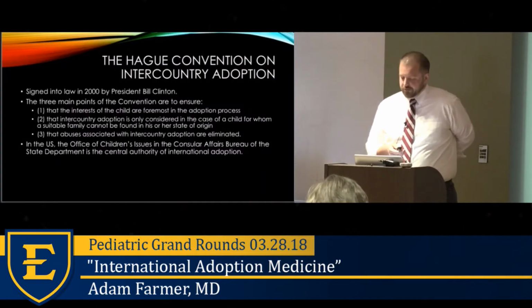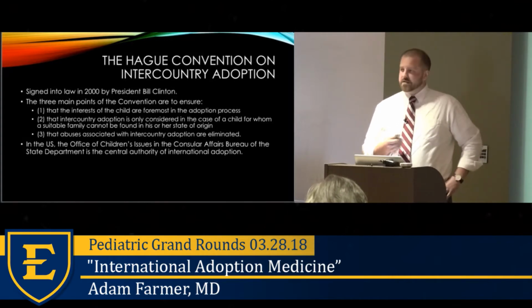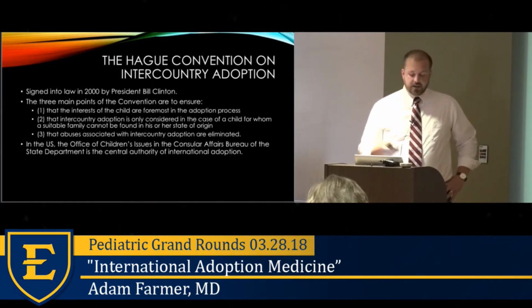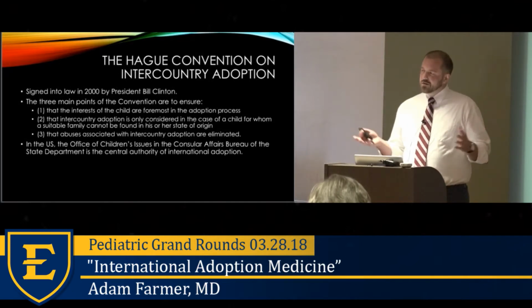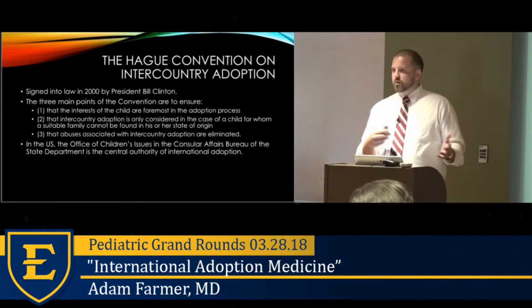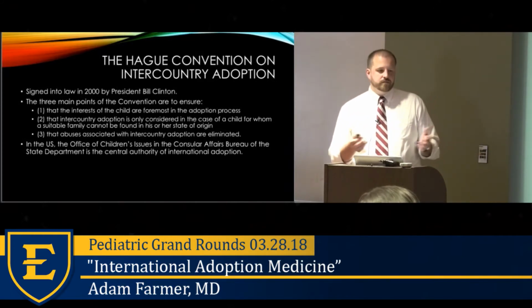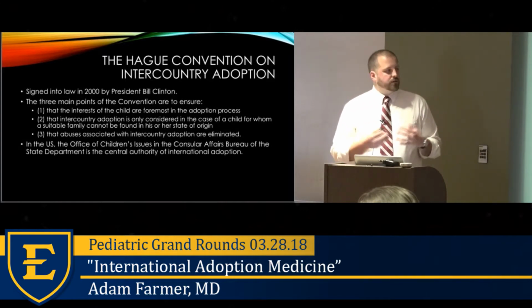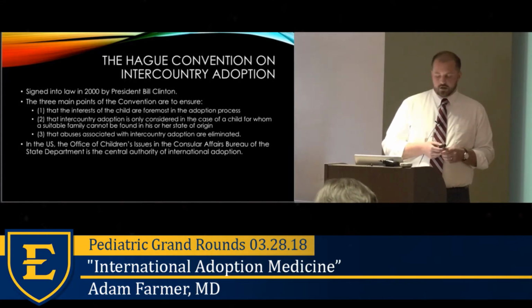I did want to mention very briefly the Hague Convention on International or Inter-Country Adoption. This was signed into law in 2000 by President Bill Clinton. And what it did was basically had three tenets that were trying to protect kids from some of the horror stories you had heard about inter-country adoption beforehand: kids being removed from families and being put up for adoption, families putting their kids up for adoption thinking that they were going to get them back. Stuff that was really hard to hear. So this convention sought to correct some of those misuses.